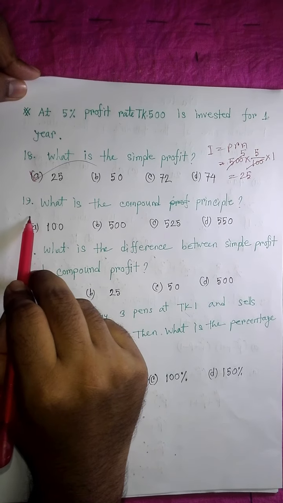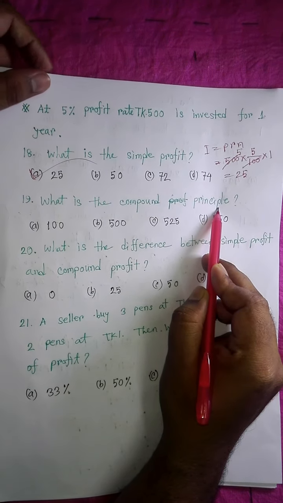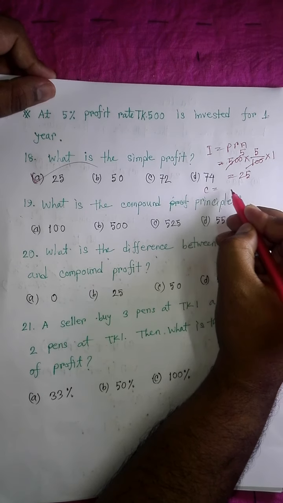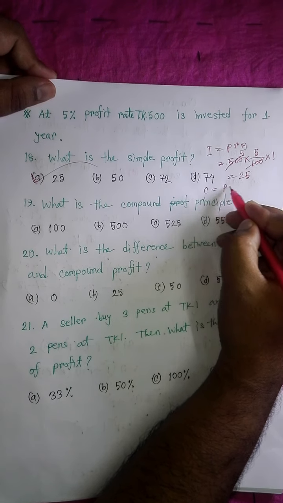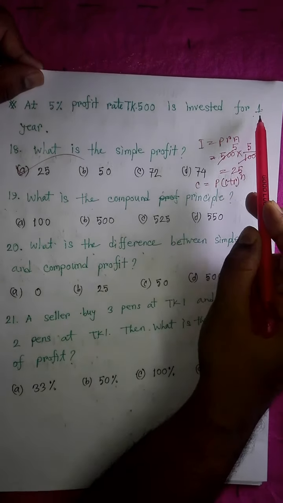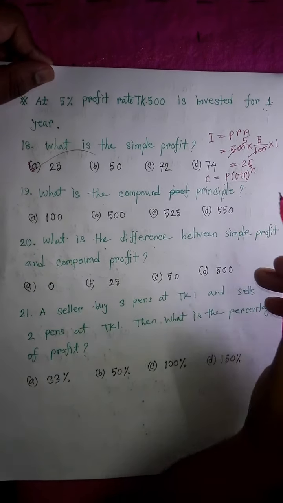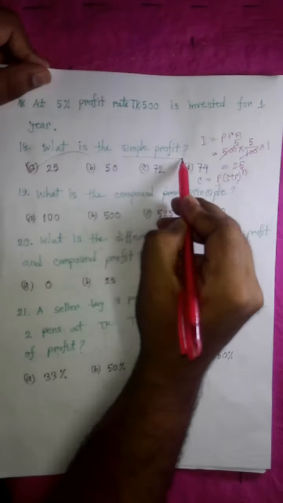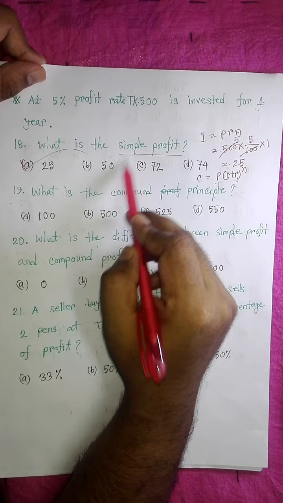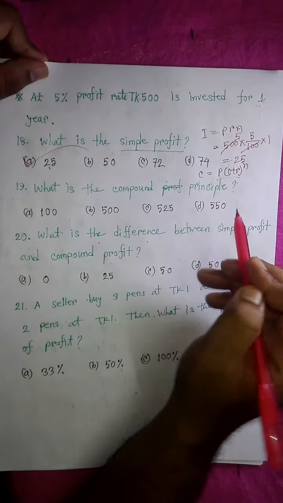Now question number 19. What is the compound principal? You all know the formula. Compound principal C equal to P into 1 plus R to the power N. Since the time is 1 year, so we don't need to apply this formula. For 1 year, the simple profit and compound profit are equal. So here we get the simple profit is 25 taka. So our compound profit will be 25 taka.